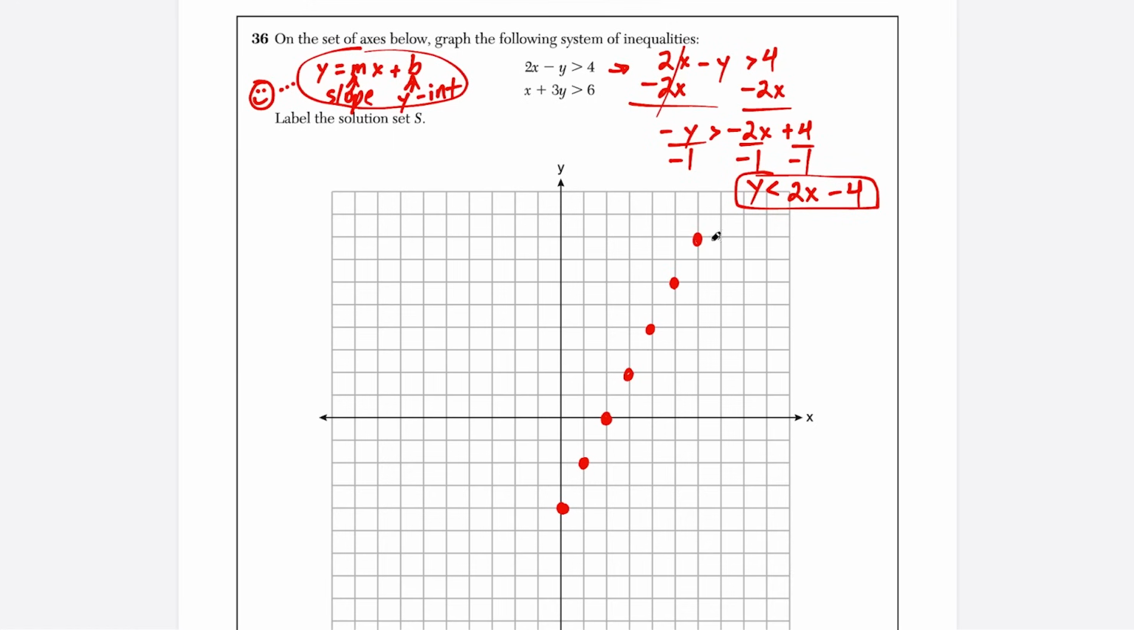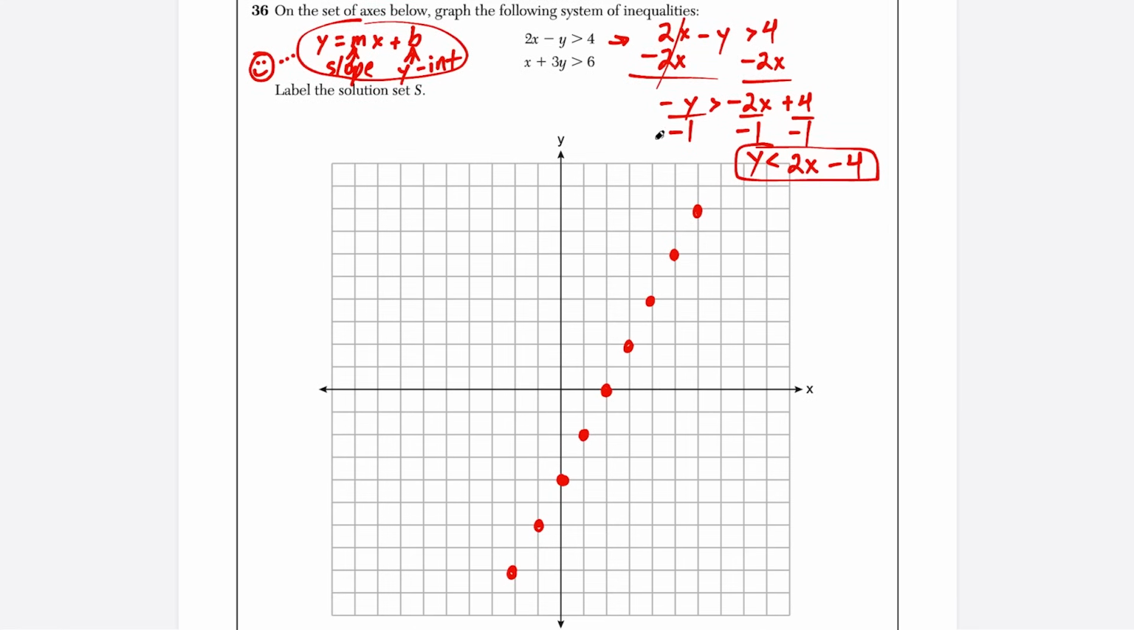But me personally, I like to use the mx plus b idea to graph any type of linear equation or inequality. Now, if I want to go backwards, instead of going up 2 over 1, I'm going to go down 2 to the left 1 like this. And then once I get this far, I'm going to connect these points with a dotted line because this is strictly less than.